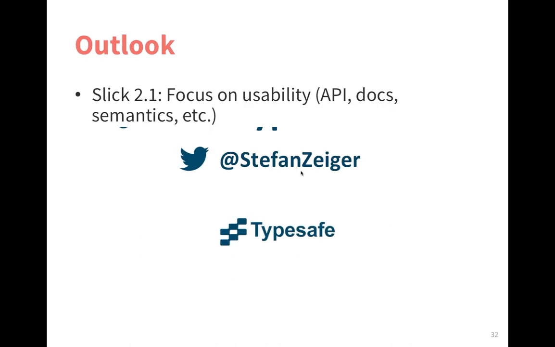So if we look a bit further, in Slick 2.1, which we expect to be out sometime this summer in 2014, we're focusing mainly on usability, so we don't have any big features planned. This means we're going to improve the documentation. We want to in particular add chapters that help you migrate from ORMs or from plain SQL usage to Slick's lifted embedding. And we're looking into improving the API documentation and the semantics.